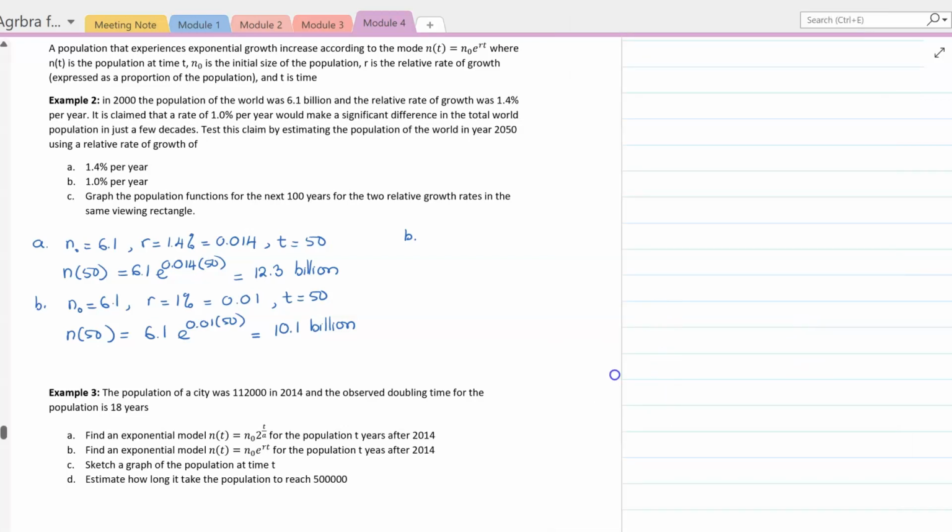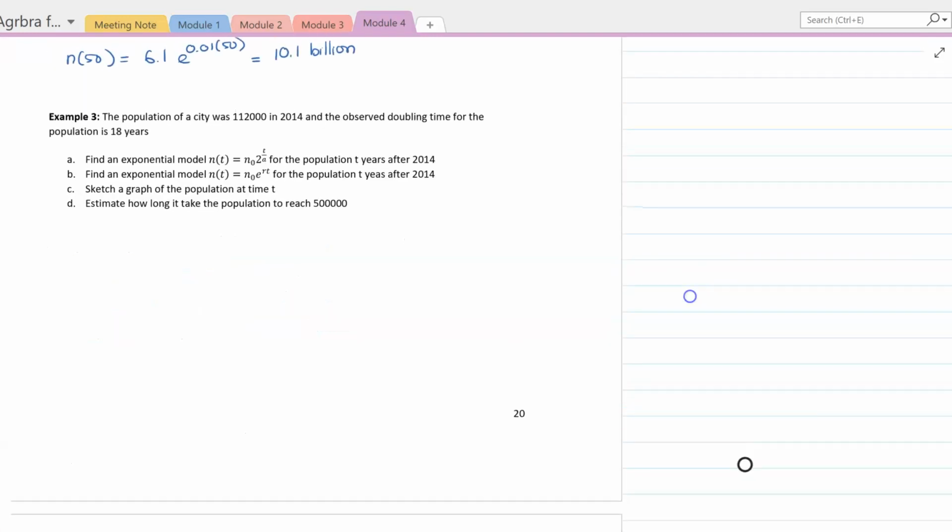Let's go to the next one. The population in a city was 112,000 in 2014, and the observed doubling time for the population is 18 years. Find an exponential model using the first formula in this section, and find another exponential model using the relative rate of growth formula. Then get the graph of the population. Then we will estimate how long it takes for the population to reach 500,000.